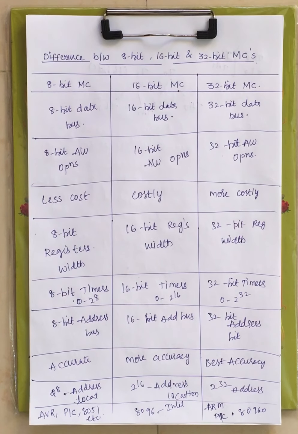Now coming to 32-bit microcontrollers, you have the ARM microcontroller. Next you have the PIC microcontroller, which is also a 32-bit microcontroller. This PIC is also observed under 8-bit microcontrollers; it was first introduced under 8-bit, and then extended up to 32-bit, right? And next you have 80960. This is also a 32-bit microcontroller, right? Now this is the difference between your 8-bit, 16-bit and 32-bit microcontrollers.